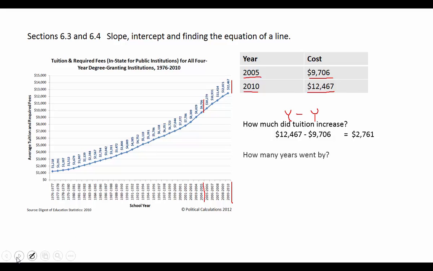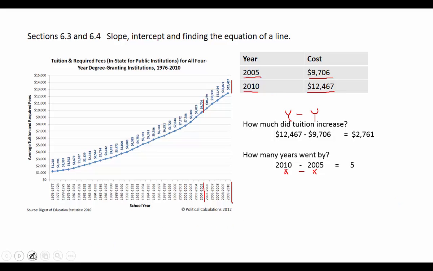How many years went by? That wasn't all over the course of 1 year. From 2005 to 2010, well, you probably don't need to do any arithmetic for this. You can know fairly intuitively that that's 5 years. But you could subtract two X values to figure that out. We've got X minus X. 2010 minus 2005 gives us 5 years that went by.